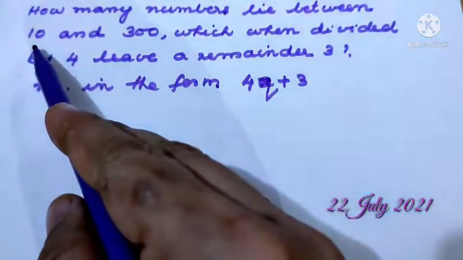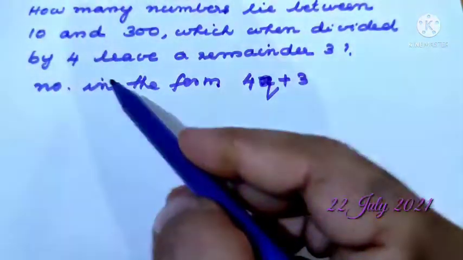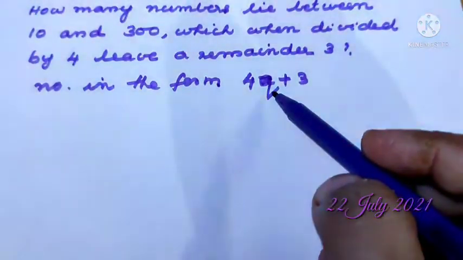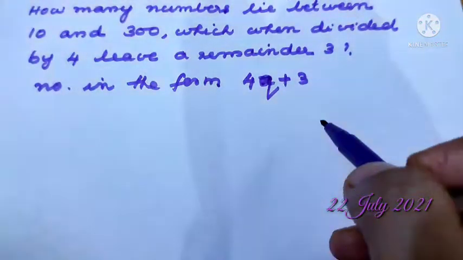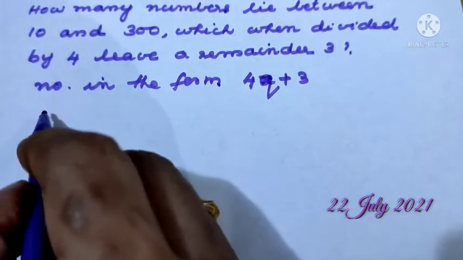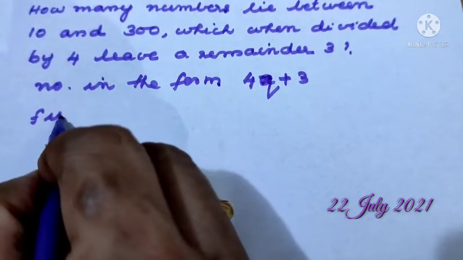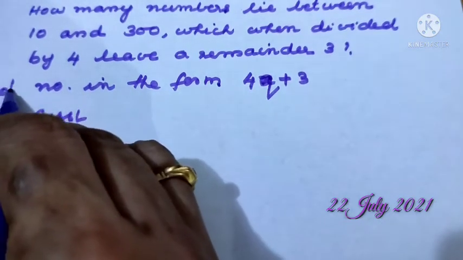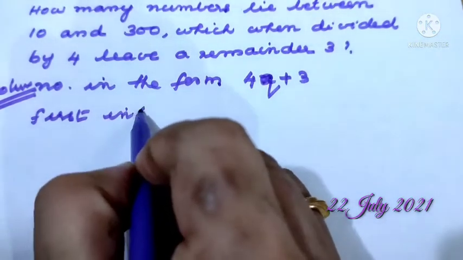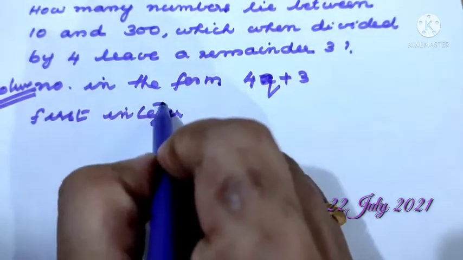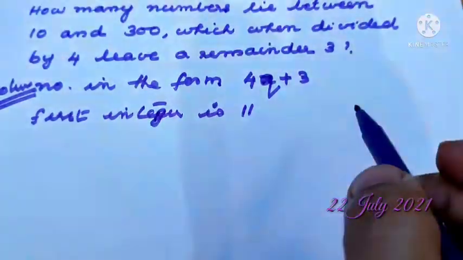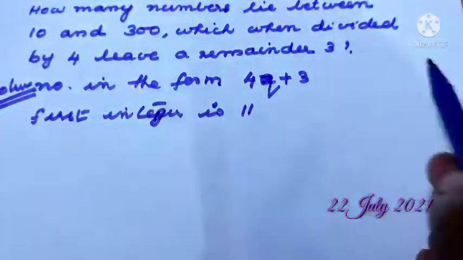So after 10 the number should come. If 4 into 1 plus 3, that will be 7 only. 4 into 2 plus 3, that is 11. So the first number after 10 is 11 only. So the first integer is 11. Next, the last integer, that is the greatest integer which is less than 300.